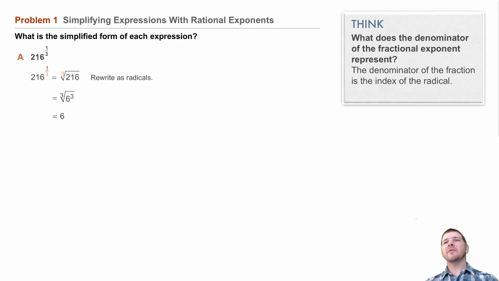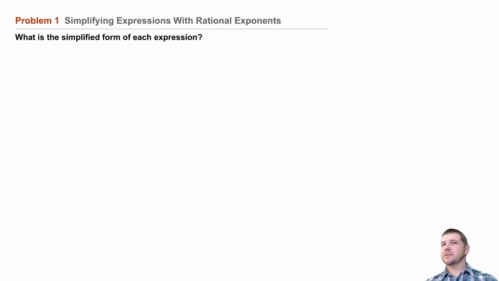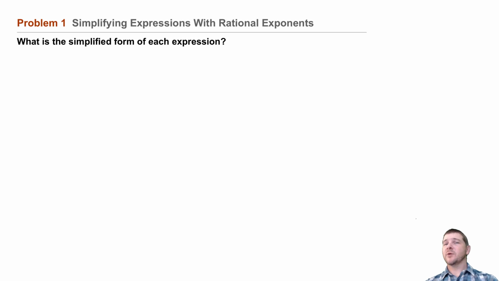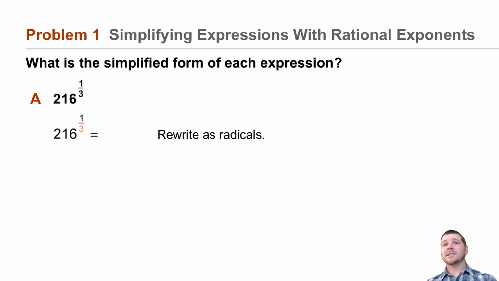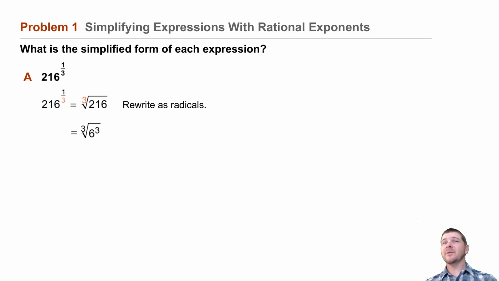Problem 1. Simplifying expressions with rational exponents. What is the simplified form of each expression? Part A. 216 to the 1/3 power. Well, note 216 to the 1/3 power has a rational exponent 1/3, and in that case the denominator, 3, is the index as we rewrite the expression using radicals, the cube root of 216. Now simplifying, that's the cube root of 6 to the 3rd power, and that's 6.